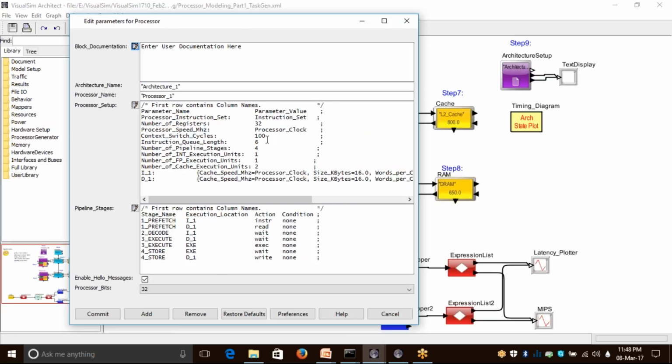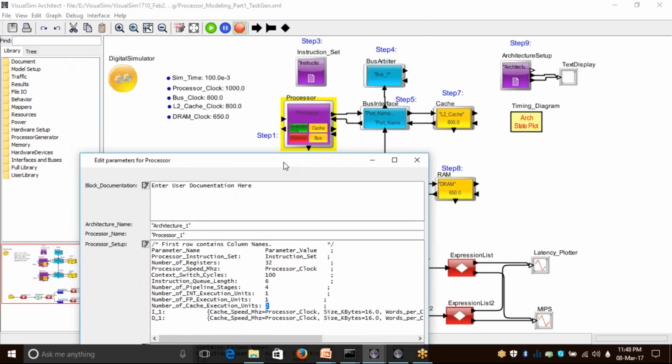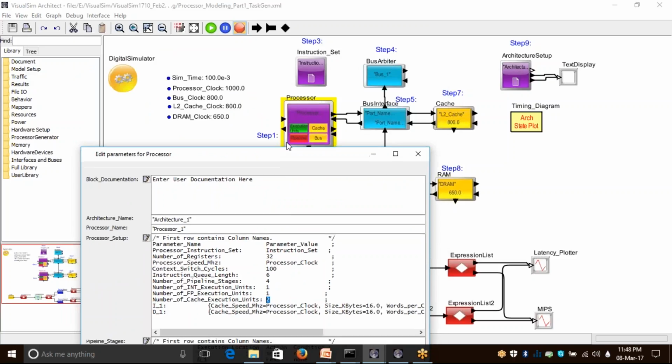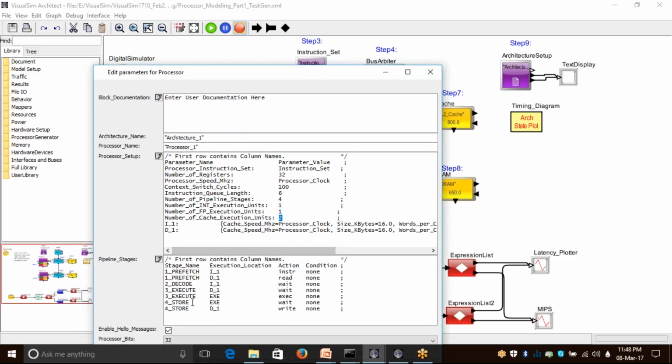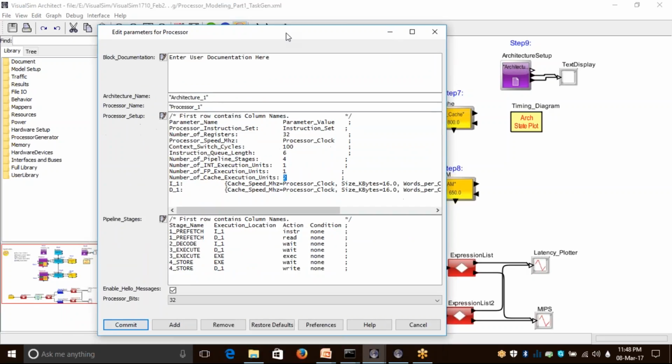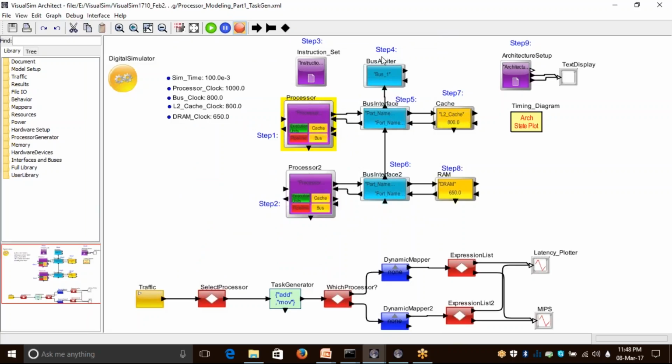In this case, we are saying I have two cache execution units, and I'm running at a particular clock speed, which is defined as a top-level parameter, about 1 gigahertz. And also, I have a standard 4-stage pipeline defined over here, and the processor is 32-bit wide. All of the parameters such as the blocks, L2 cache, and DRAM are exactly the same. I don't have any additional details.